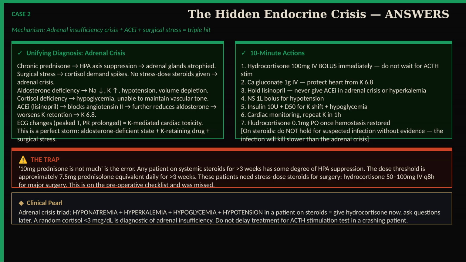The Pearl, the triad to burn into memory: low sodium, high potassium, low glucose, and hypotension in a patient on steroids means give hydrocortisone now, ask questions later. A random cortisol under 3 is diagnostic.